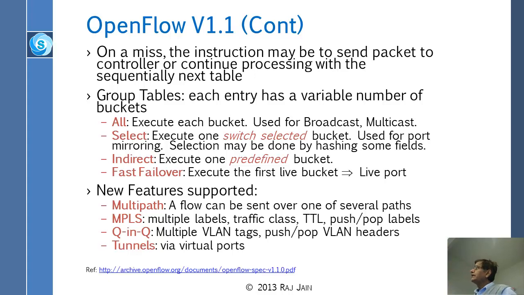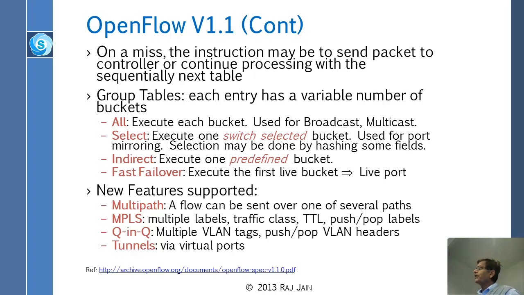For the group table, each entry has a variable number of buckets. And if the bucket says all, then you execute all the buckets. And this is used for broadcast and multicast. If it says select, then you select one particular bucket. Used for port mirroring. Selection may be done by hashing some fields.